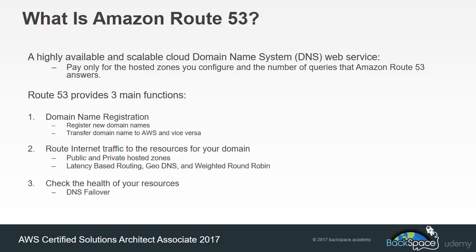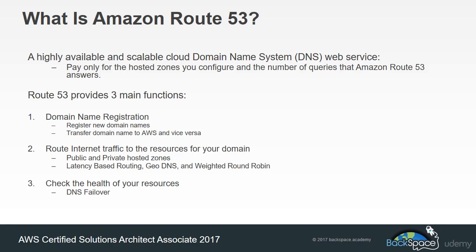Amazon Route 53 is a highly available and scalable cloud domain name system, or DNS. As a web service, you pay only for the hosted zones you configure and the number of queries that Amazon Route 53 answers. It provides three main functions: domain name registration, which is registering new domain names and the transfer of existing domain names to AWS, and of course vice versa.